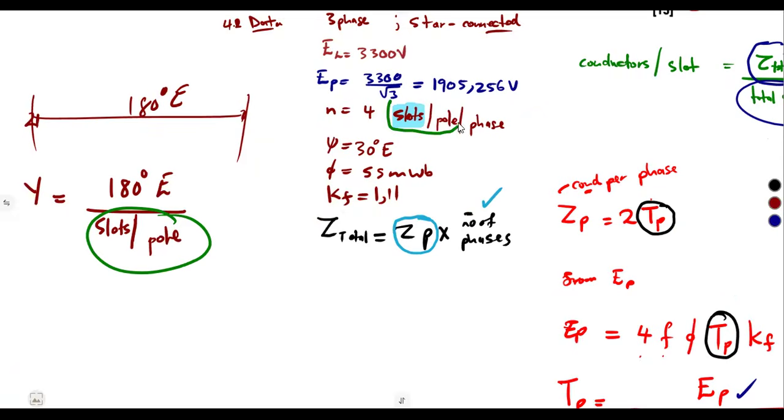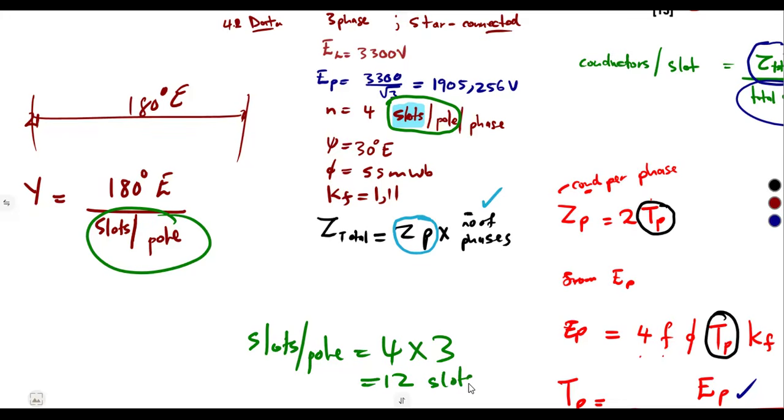Or you can work it from here. The slots per pole per phase is there, but we have to get rid of per phase. So it means we can calculate that. Slots per pole can be calculated because we have the slots per pole per phase. So it's 4 times. How do you get rid of per phase? To get rid of it, you multiply by the number of phases. How many phases do we have? 3. So that gives us 12 slots per pole.